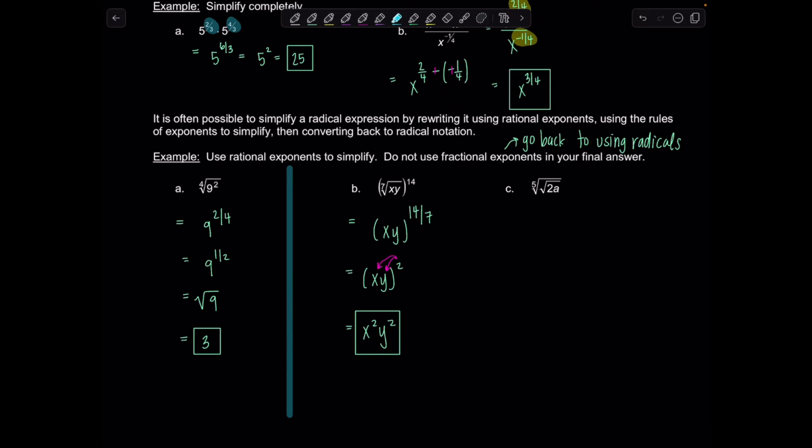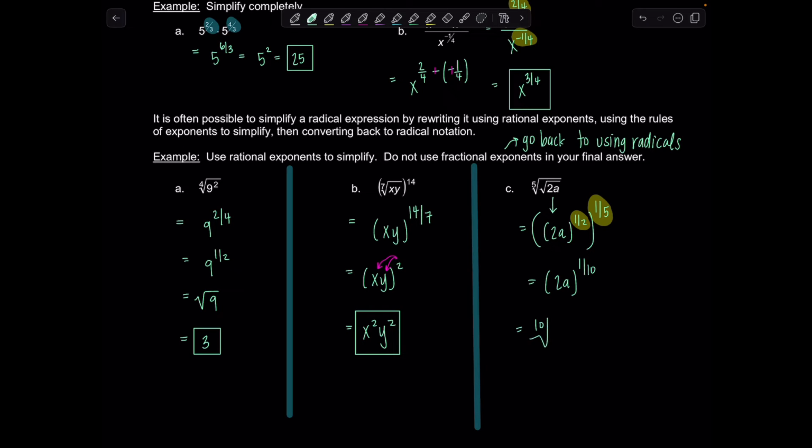Now I'm happy. Last one, the 5th root of the square root of 2a. Don't let this one scare you, the double radical situation. Square root of 2a is 2a to the 1/2. And then I have the 5th root of all that. So all of that is raised to the 1/5. And then just think back to your rules. You don't have to invent any new ones, I promise. 1/2 times 1/5 is 1/10. So I have 2a raised to the 1/10. Okay, then you can just rewrite this as the 10th root of 2a.